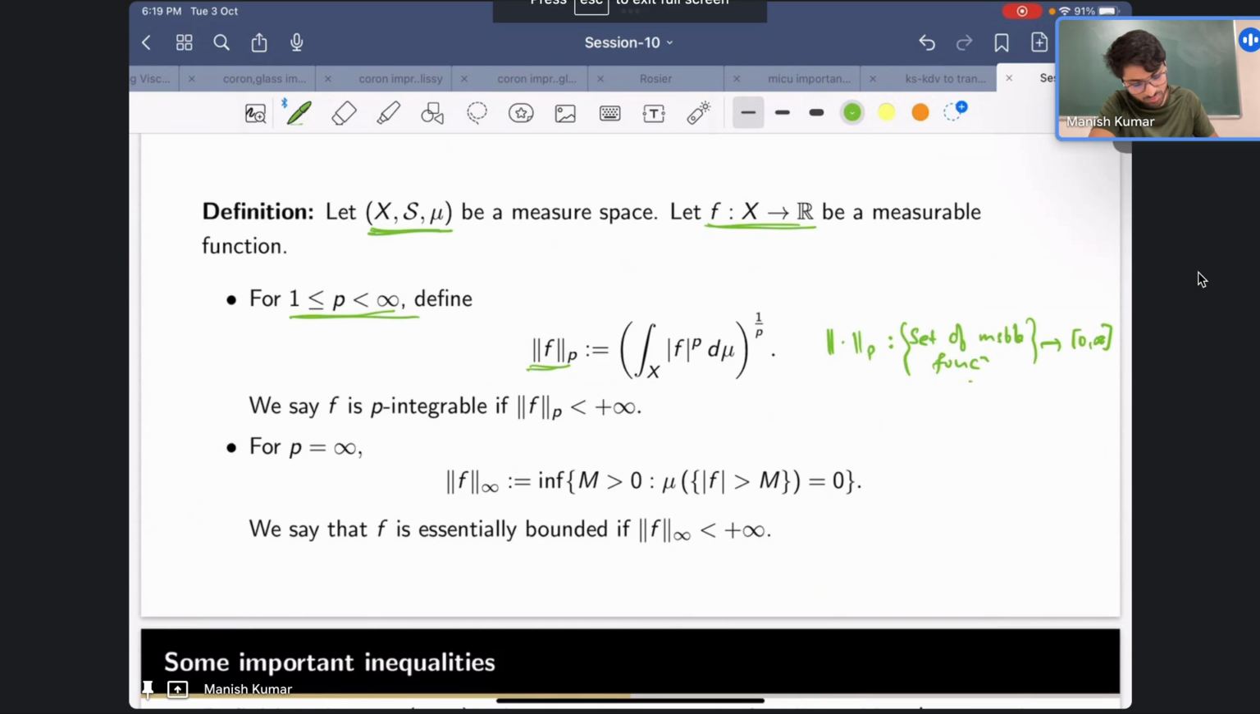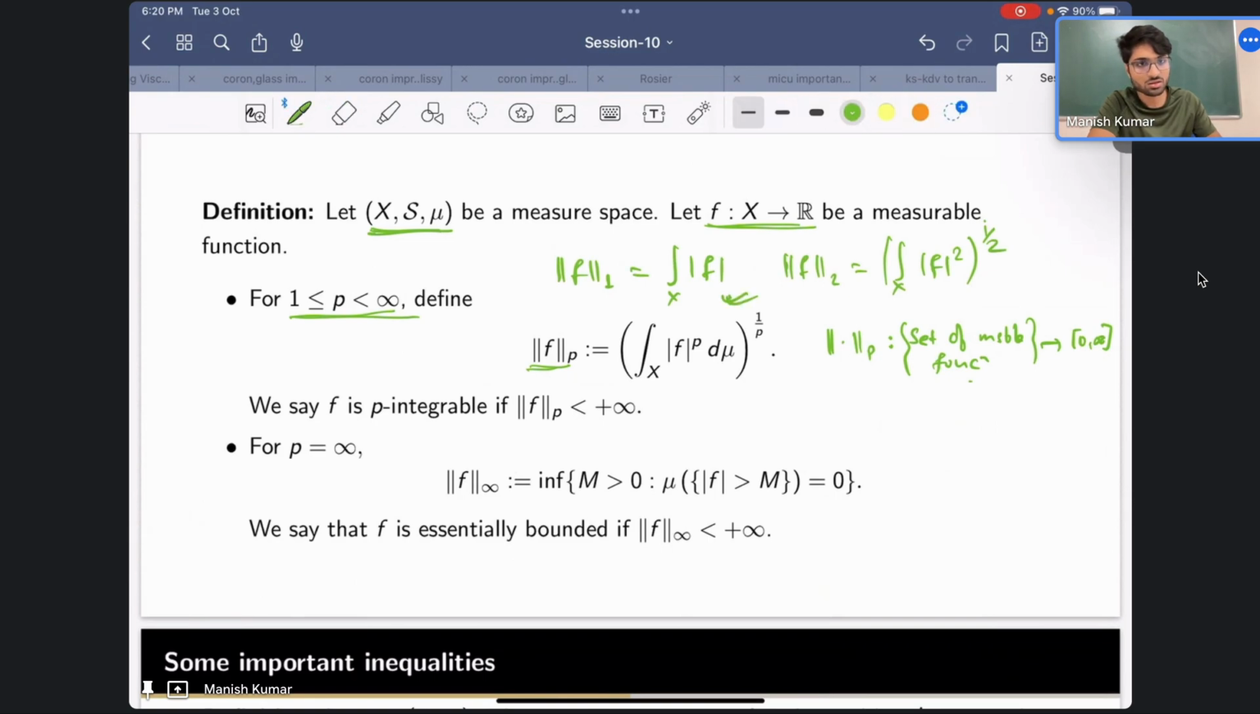In case p equal to 1, it is just the integral of mod f. So the norm of f in L1, if you see, is just the integral of mod f, right? And if you go for 2, the norm of f in L2 will be the integral of mod f square, and then to the power 1 by 2. This you have seen already, this sort of thing in this chapter of integration.